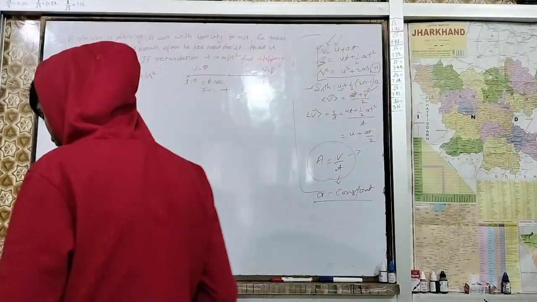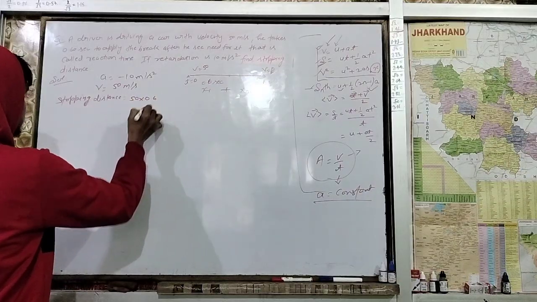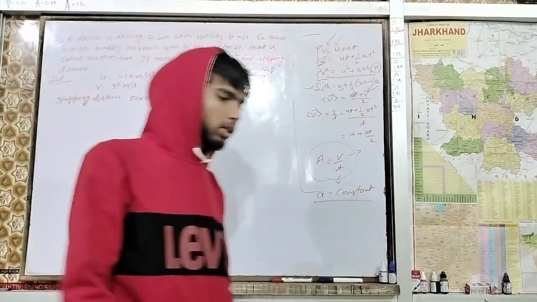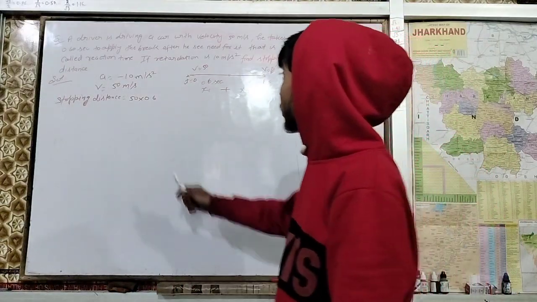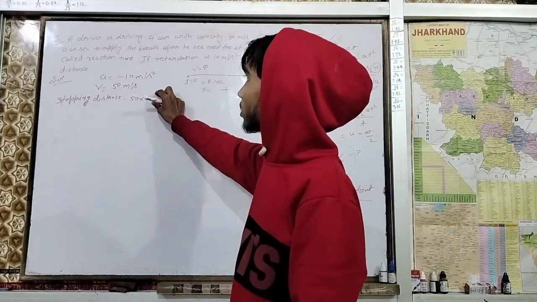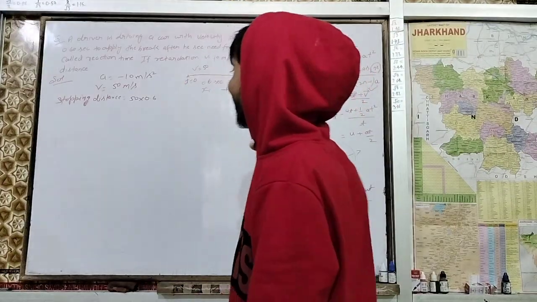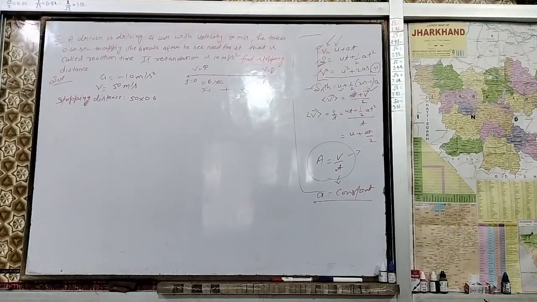x1 is how much? 50 multiplied by 0.6 seconds. 50 is the velocity, multiplied by time. This is what the driver took. The driver took this much time with the velocity of 50 meters per second.